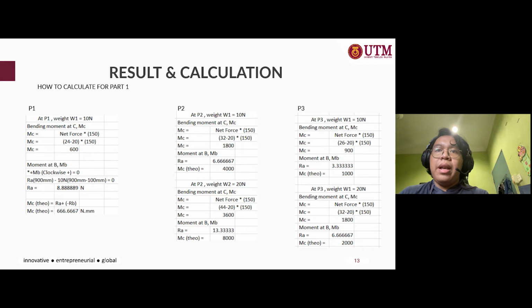So the same goes for P2. It's actually the same way of calculating the bending moment, and the same way to calculate the bending moment theoretically. You can also get it there. So for P3 it's also the same. There's no difference. So next slide.